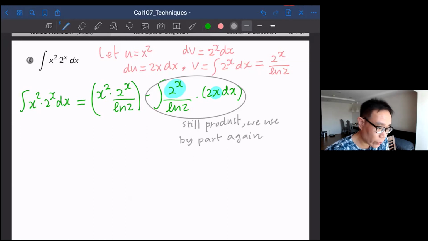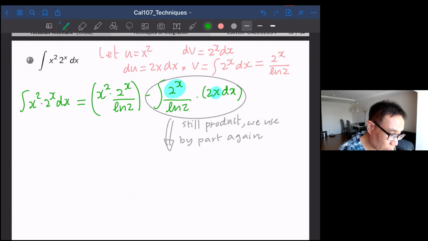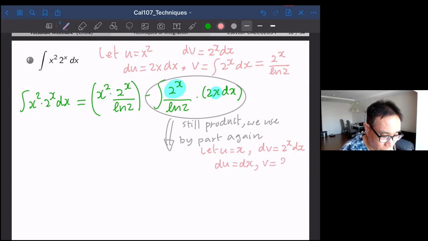So we use by parts again for this term. We're going to let u be x and dv be what? dv is 2 to the x dx. So you get du equal to dx, and you get v to be just 2 to the x over log 2.